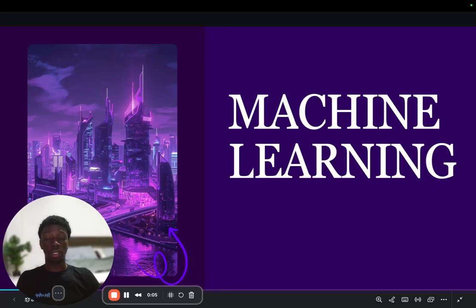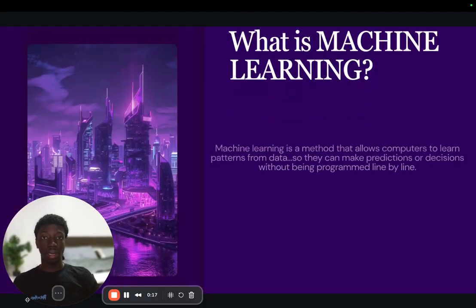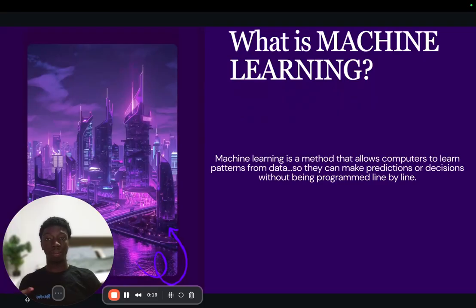I'm going to be diving deeper into machine learning, and this is going to be for complete beginners. Machine learning is a method that allows computers to learn patterns from data so that they can make predictions or decisions without being programmed line by line. This is the simpler version of what machine learning is, and there are much more complex versions of it.